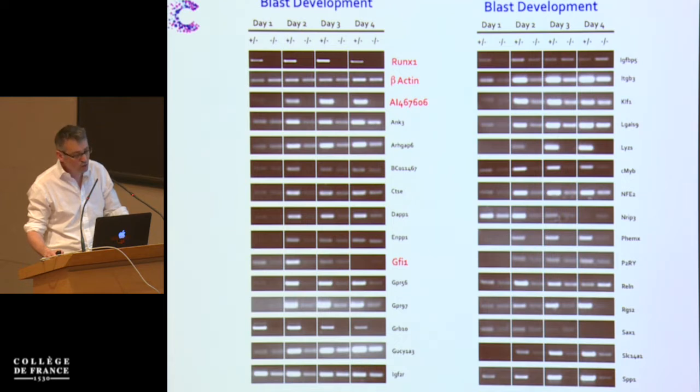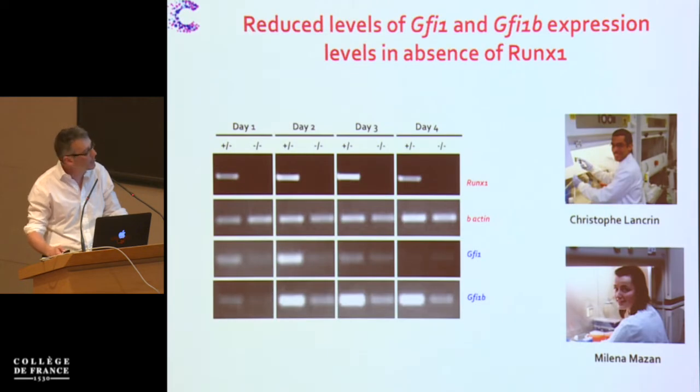And we decided to go for 2 genes, GFI1 and GFI1b, that I will show you later, because they're transcriptional repressors. The idea for us is that perhaps when you want to move in development, you want to open new doors, but perhaps you also want to close some doors. So it was interesting to see the role of these transcriptional repressors in this developmental program. This is the expression of these 2 genes, and you can see you have much less expression in absence of RANKS1 than in presence of RANKS1.